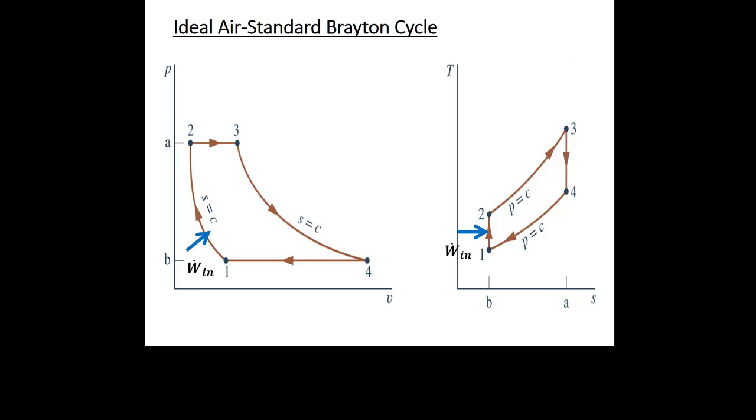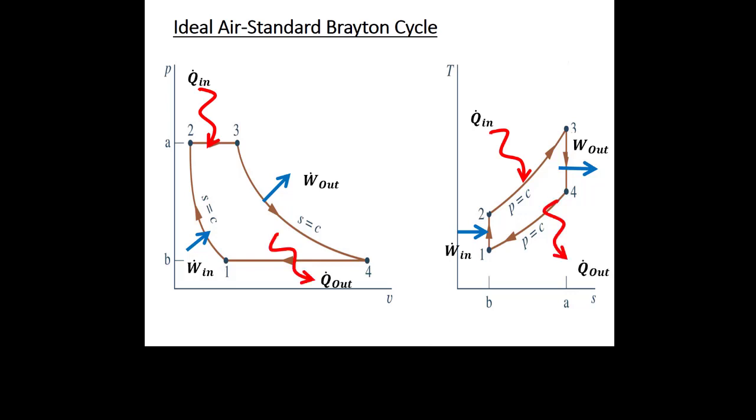So power goes in at the compressor. That's 1 to 2. Heat is added from 2 to 3. Power comes out at the turbine. And then heat gets rejected as I move from 4 to 1, even if that heat exchanger is just sort of the air that we're all breathing.